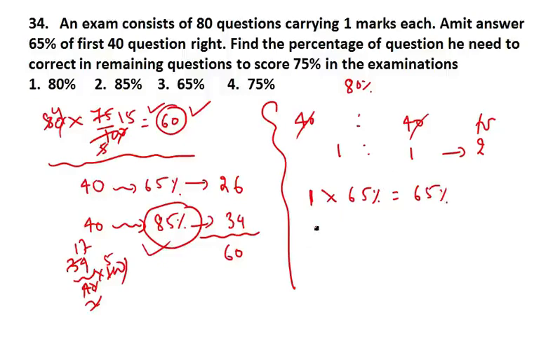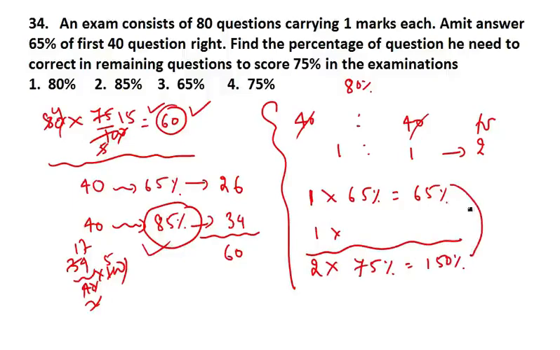In the other part, now he is saying how much he needs, so that he gets 75%. So we have total 2. Out of 2 we need 75%, so how much is it? It is 150%. Now if you subtract, you get 85%. Now this 85% I need out of 1, so 85 out of 1 is going to be 85%. So you get your answer, 85%.